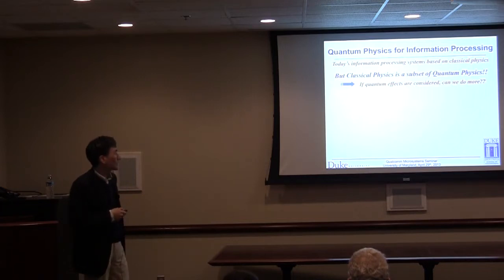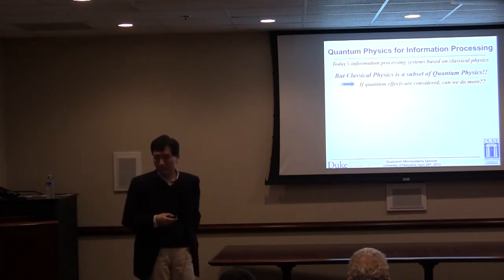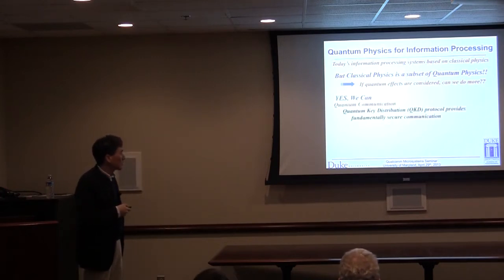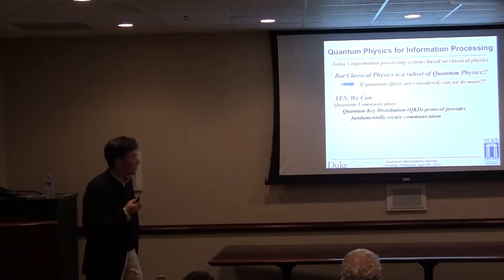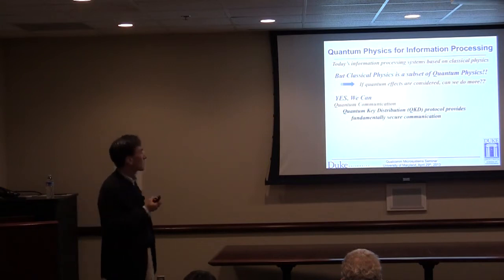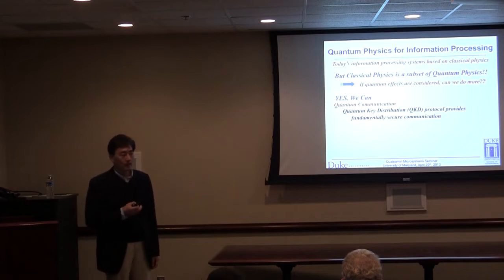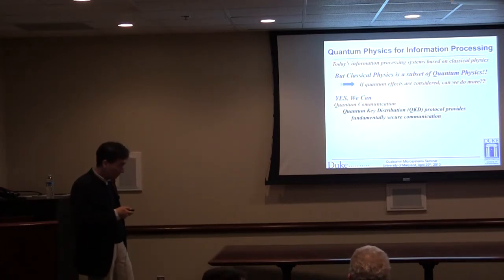But we know classical physics is a subset of quantum physics, so if we allow quantum effects to take place, can we do more interesting things than what classical laws of physics allow us to do? The answer turns out to be yes. The first discovery was quantum communication. People figured out that if you truly use quantum physics and use individual quantum systems to communicate information, you can do fundamentally secure communication, such that nobody can eavesdrop. An example of that is quantum key distribution.